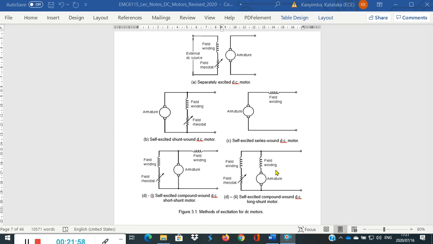Another way of obtaining the magnetic field that is required is to use permanent magnets. Now, because permanent magnets provide the field separately without interfering with the supply, we also refer to that as a separately excited DC motor. So in place of the field winding, we would simply have permanent magnets, North Pole, South Pole.